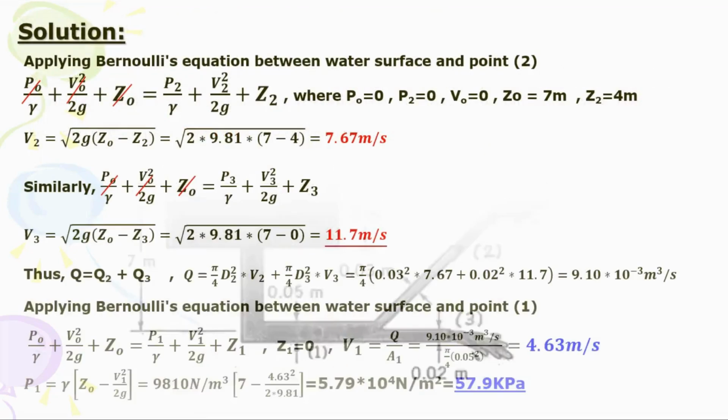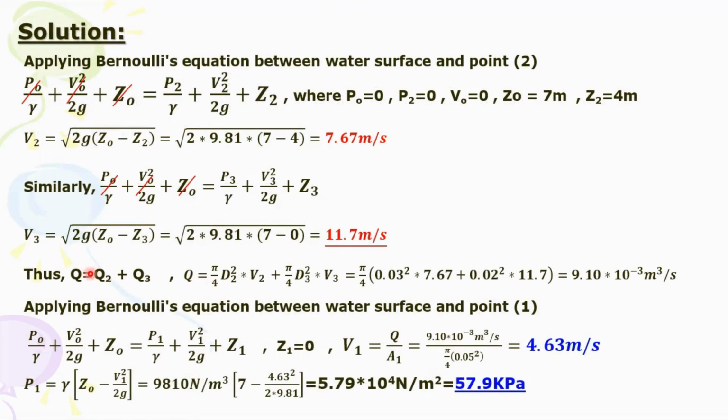Once you compute velocity, you can apply the continuity equation. Total discharge Q, which is coming in pipe 1, will be equal to the sum of Q2 plus Q3. Discharge is area times velocity. So the area of the pipe is pi over 4 D2 squared times V2 plus pi over 4 D3 squared times V3. Since we know the velocities already from the above equation, you can calculate 9.10 times 10 to the power of negative 3 meters cubed per second.